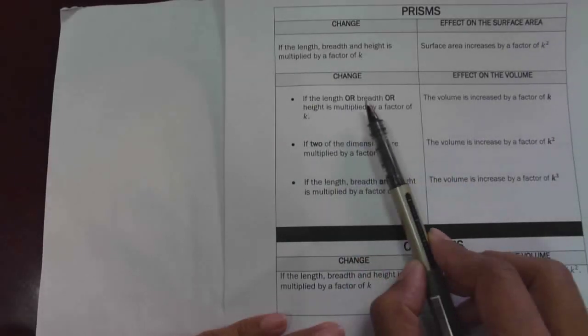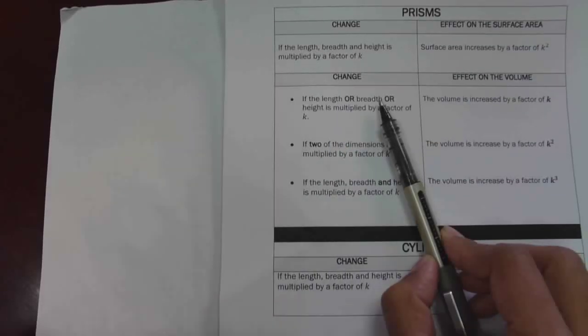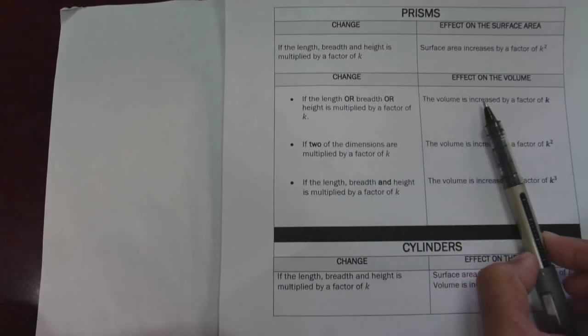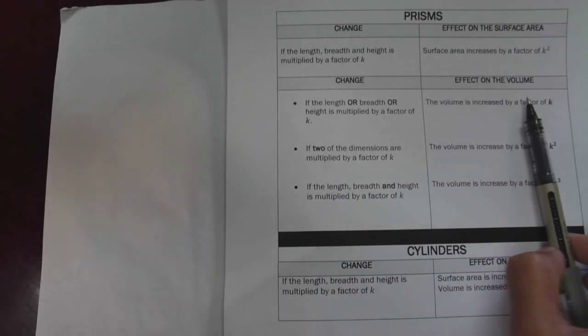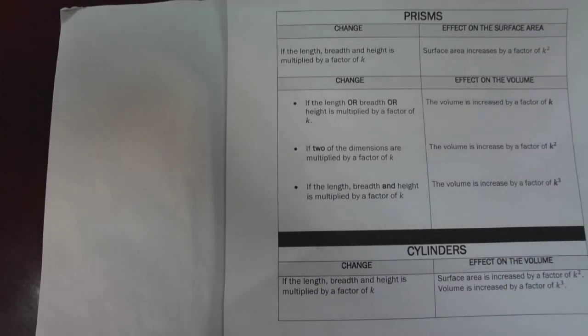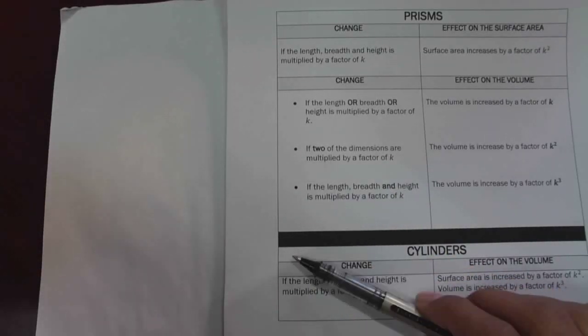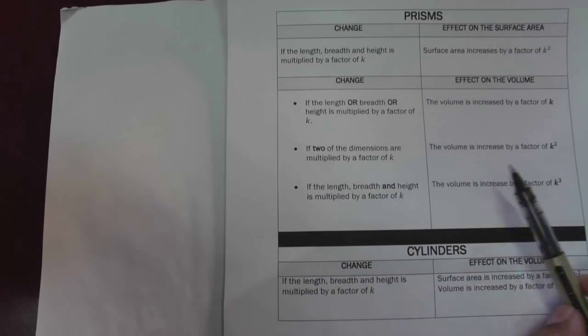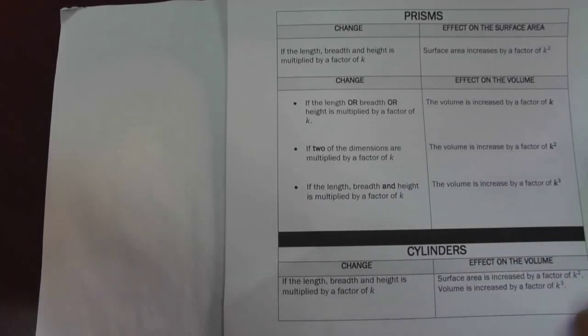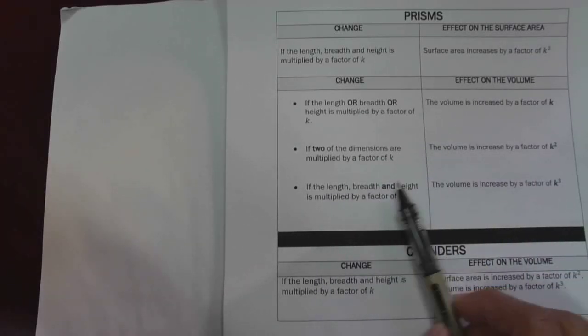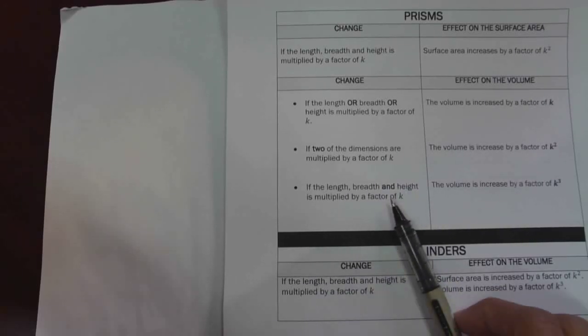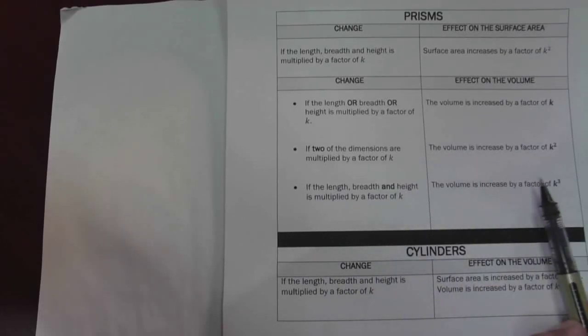If the length or the breadth or the height, that means one dimension, changed, the volume increases by k. So in the previous example, if only the length was multiplied by 5, then your old volume would be multiplied by 5. If 2 of the dimensions are multiplied by the scale factor of k, then your volume will increase by k squared. And as we have shown, if all 3 dimensions are multiplied by a factor of k, the volume increases by a factor of k cubed.